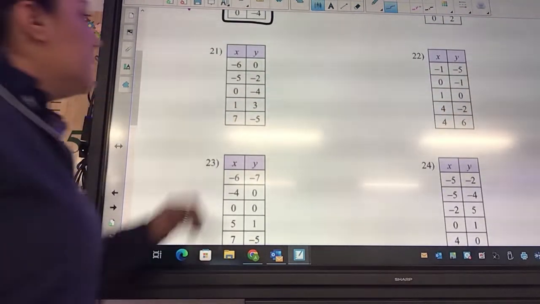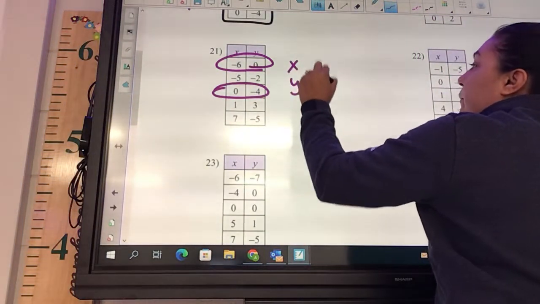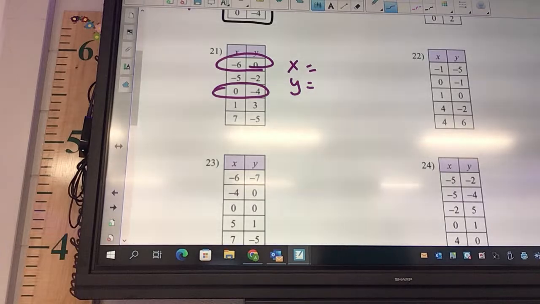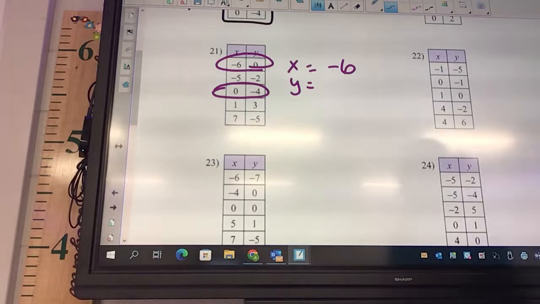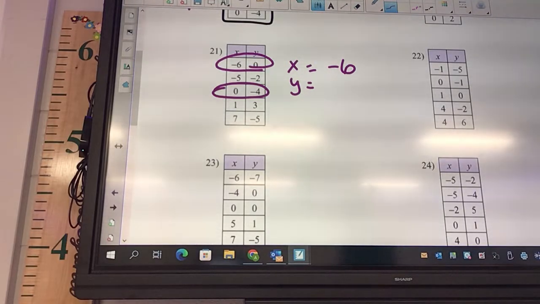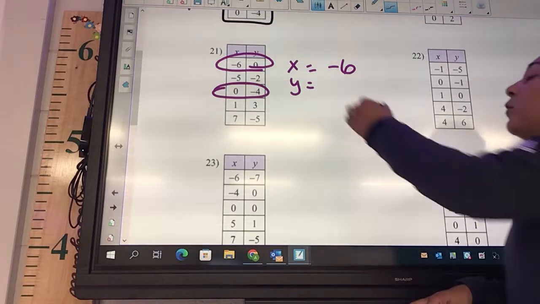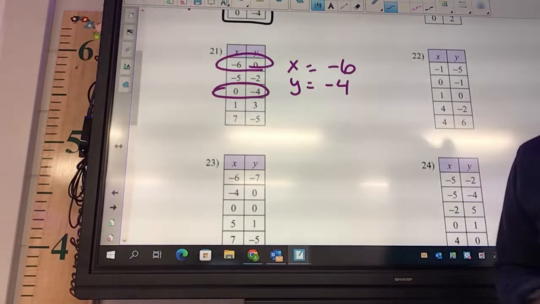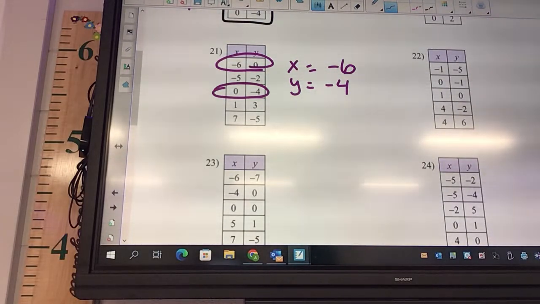21. I got 2 zeros on here. Negative 6, 0 and 0, negative 4. Negative 6, 0. Is that an x or a y intercept? Okay. 0, negative 4, sorry. Is that an x or a y intercept? It's a y intercept. So the y-intercept is when x is 0. If x is 0, that is a y-intercept. If the y is 0, that's an x-intercept.